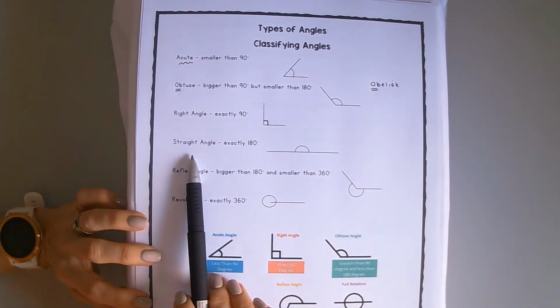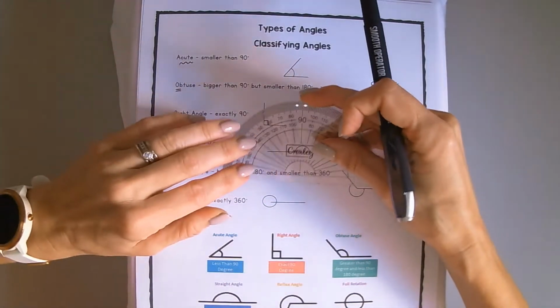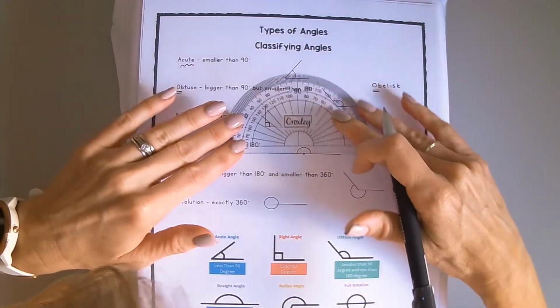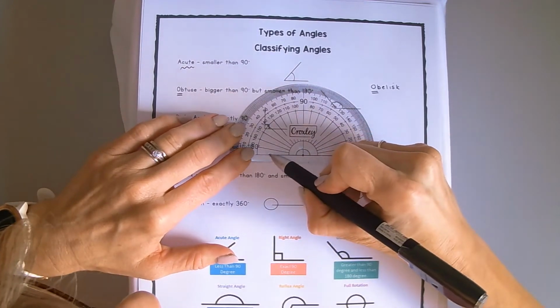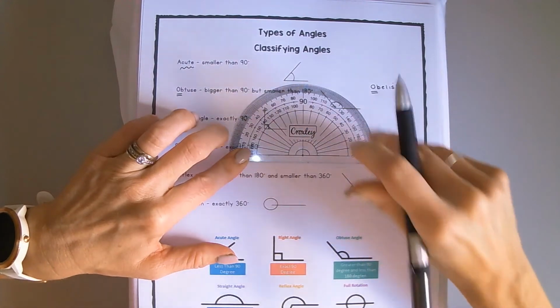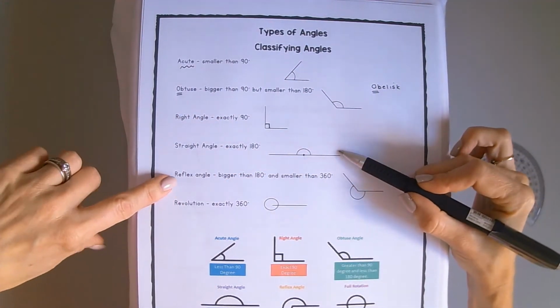Then this one makes a lot of sense. This is a straight angle. It's exactly 180. I just want to show you. I'm going to put a little dot here in the middle. If I position my protractor nicely in the middle, you'll see that it starts on one end and goes all the way to the other, and that is a perfect 180 degree angle. So this one is exactly 180.